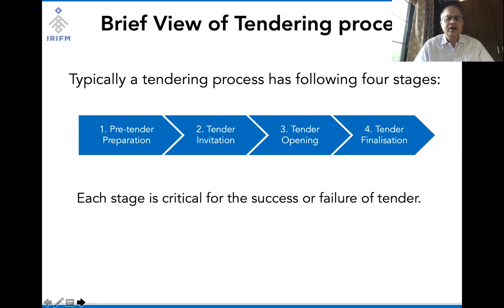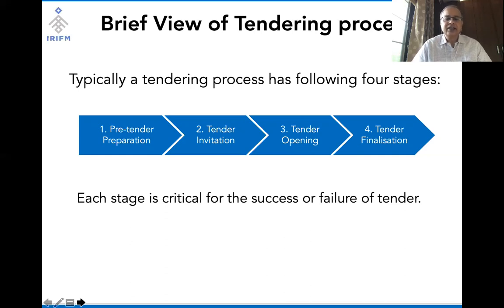Now, a tendering process typically has four stages. There could be a fifth that I've not captured, essentially because it could be beyond the purview of the courts, but it is important. The first stage is the pre-tender stage, which is also called the preparatory stage, and which is very important. A lot of work has to go into the pre-tender stage.